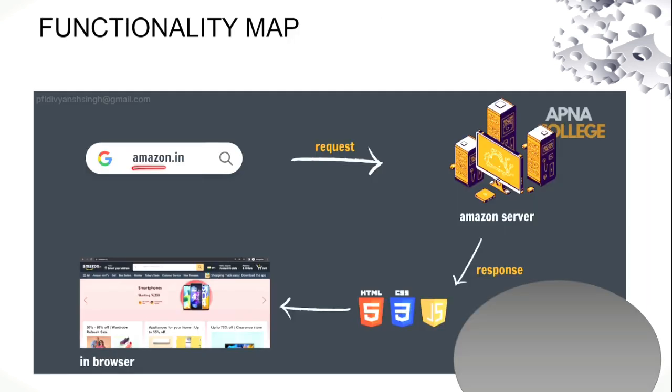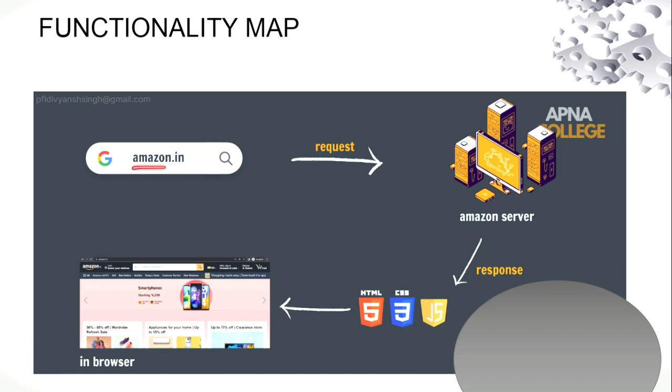Now for example, here we are going to see the functionality map. Suppose we go to the browser and search Amazon.in, a website for an e-commerce store. It is not like a miracle happens and the website comes. There is a long process. So we are going to discuss this process.